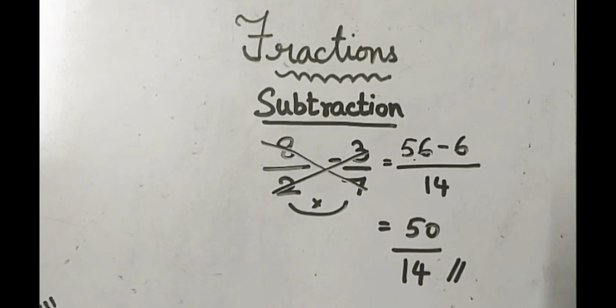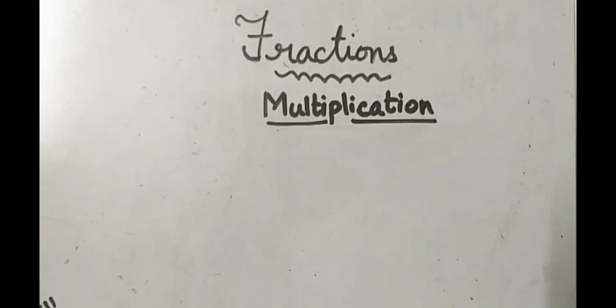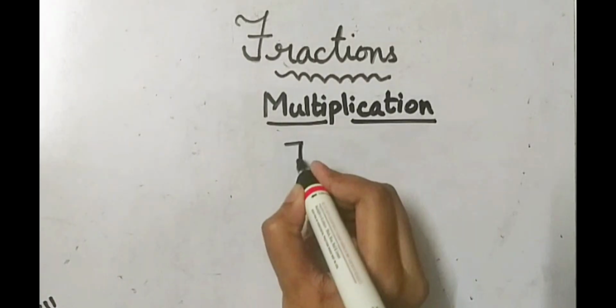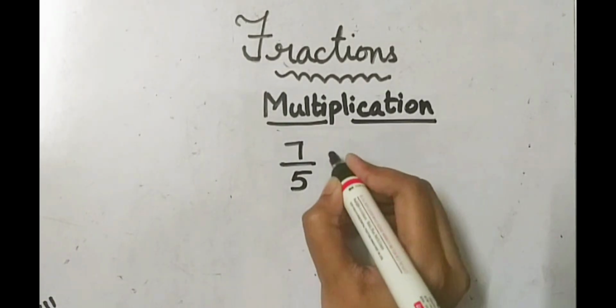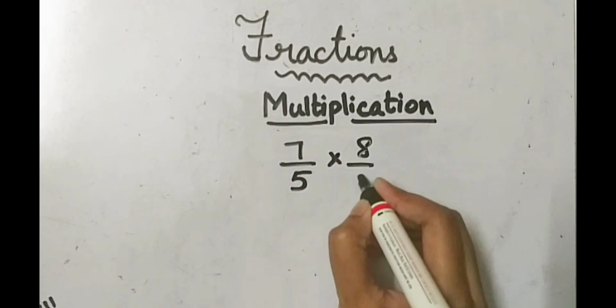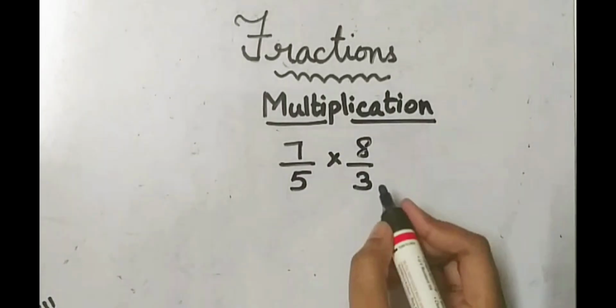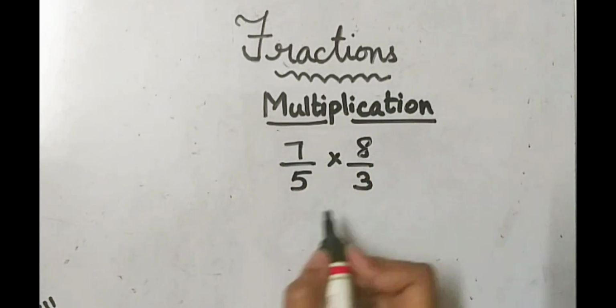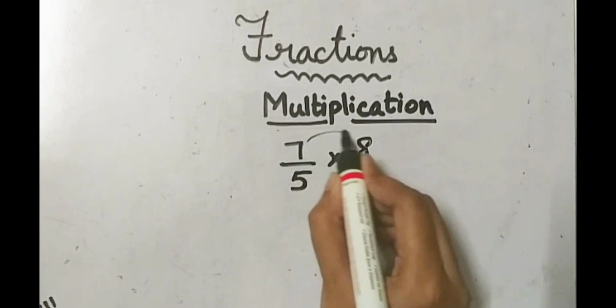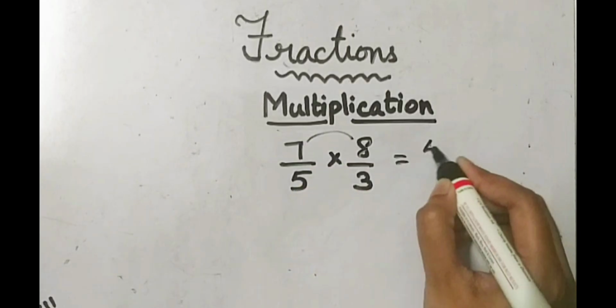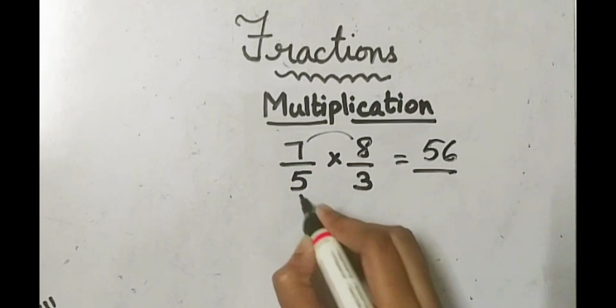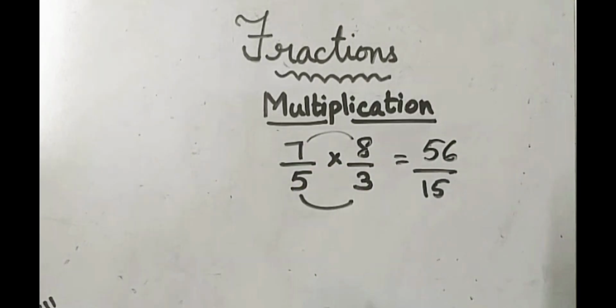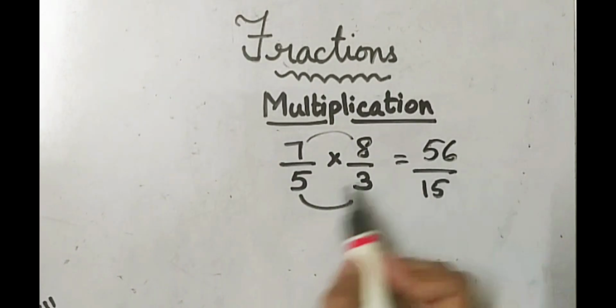Next we will do multiplication of fractions. Now let's do multiplication. We will take one problem: 7 by 5 into 8 by 3. This is very easy. Just multiply the numerators and multiply the denominators. 7 eights are 56. 5 threes are 15.